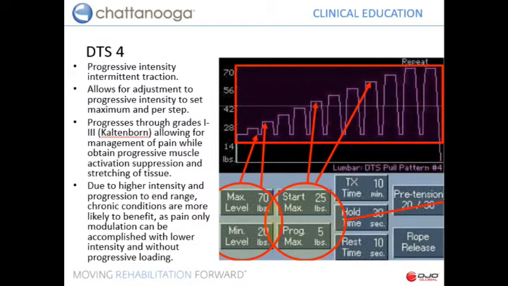So the DTS4 pull pattern, this is very cyclical. So it's just a progressive increase in the intensity. So it really goes through like grades 1, 2, and 3, if you're looking at Kaltenborn's grading criteria for spinal distraction. But the nice thing is it's progressive, and then it has a rest phase to it. So it's not overly aggressive like a sustained high intensity traction might be, or a high intensity intermittent traction. Works really, really well in older adult patients, especially in the cervical spine.